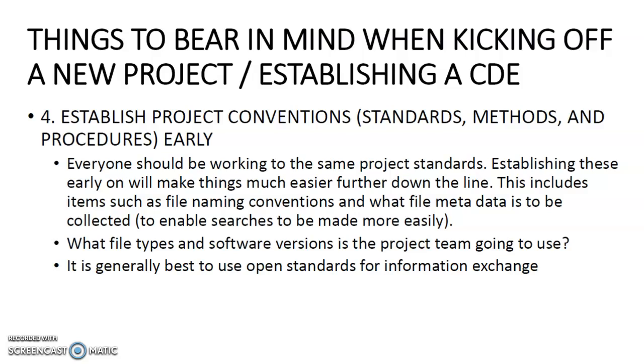Everyone should be working to the same project standards. Establishing this early on will make things much easier further down the line. This includes items such as file naming conventions and what file metadata is to be collected, and to enable search to be made more easily. What type of file types and software versions is the project team going to use? It is generally best to use open standards for information exchanges.